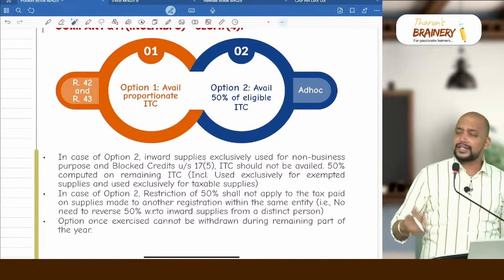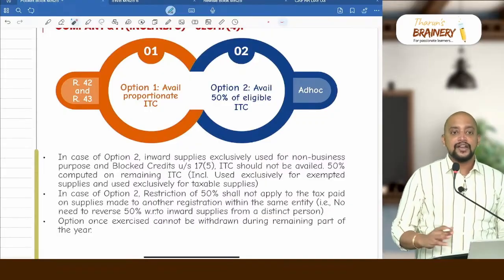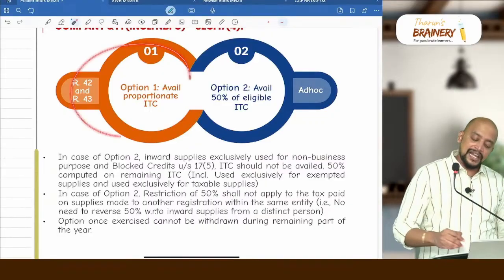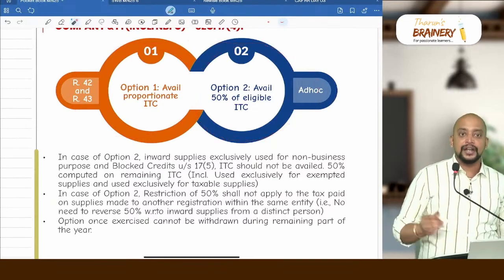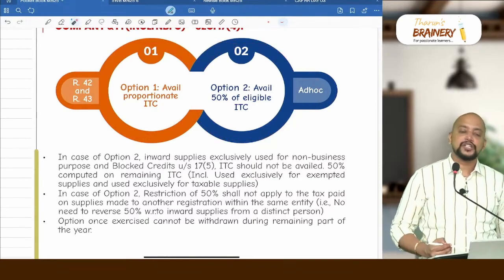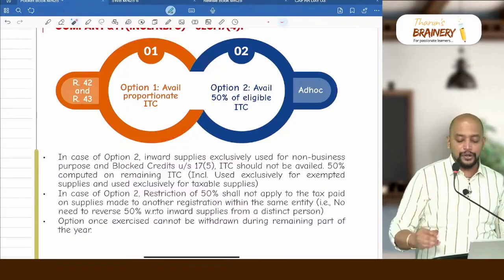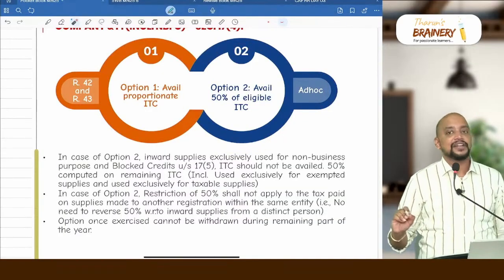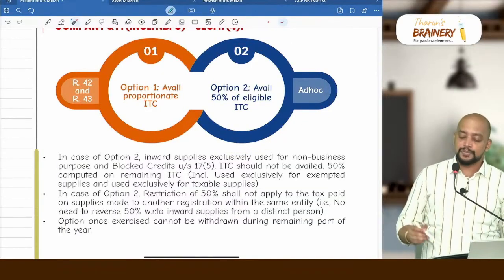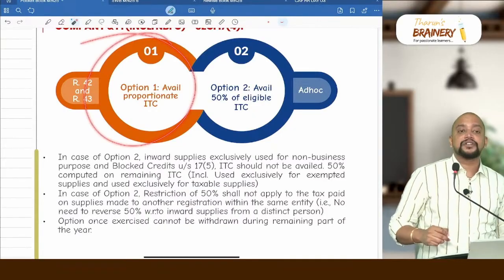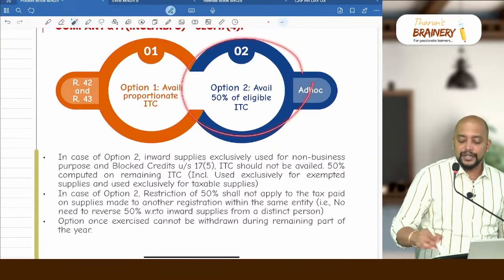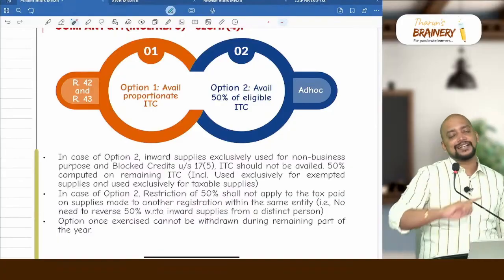That is normal, that you know. But another point is there. What about blocked credit? Will we take blocked credit in option 1? No. Option 2 also will not take blocked credit. And inward supply used for non-business purpose, whether we take in option 1? No. Option 2 also we will not take inward supply used for non-business purpose. Whereas inward supply used for taxable, in case of option 1 we will take full ITC, but in option 2 we will take 50% ITC.